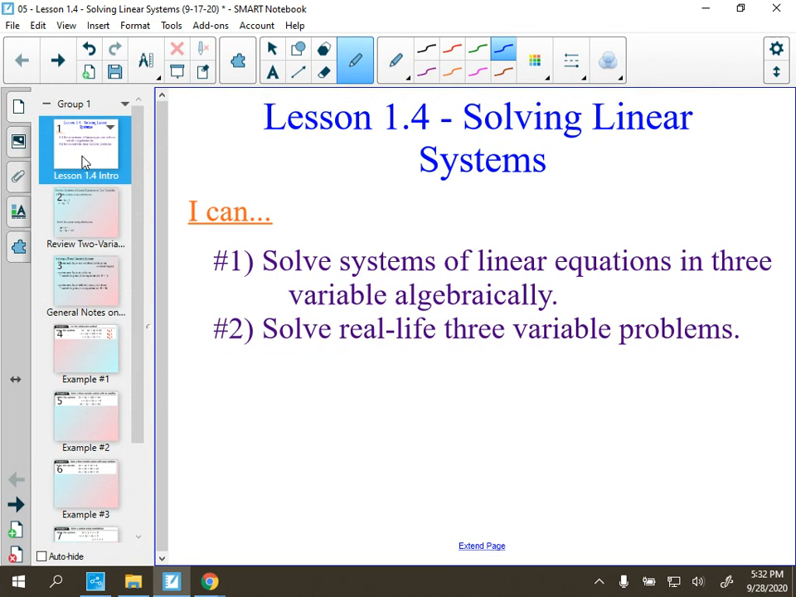All right, and welcome to the lesson 1.4 solving linear systems notes. We'll do a quick review of some two variable systems, which you hopefully would have seen in a previous algebra class, but today focuses mainly on three variable systems of solving. And then at the end we'll look at a situational deal, kind of the word problem or the real life problems involving three variables. So, let's just jump in and get it done.